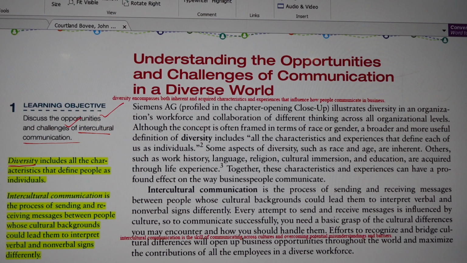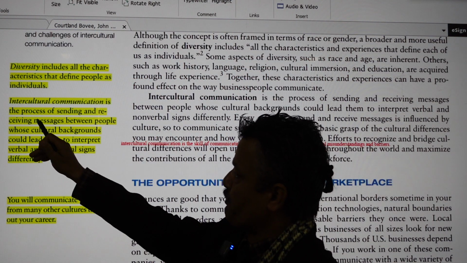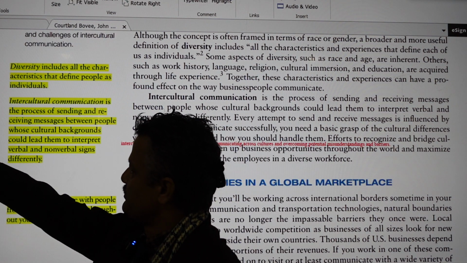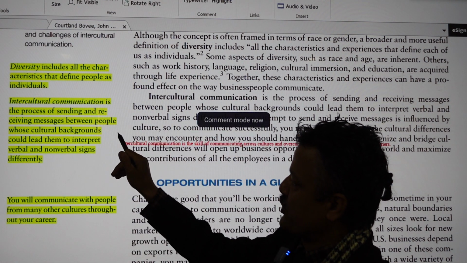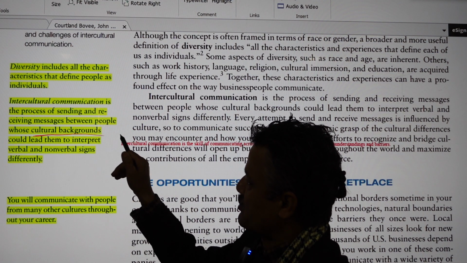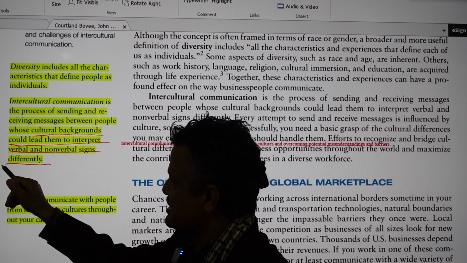Okay. Now, what is intercultural communication? Understand the point? Read here. The process of sending and receiving messages between people whose cultural backgrounds could lead them to interpret verbal and non-verbal signs differently.